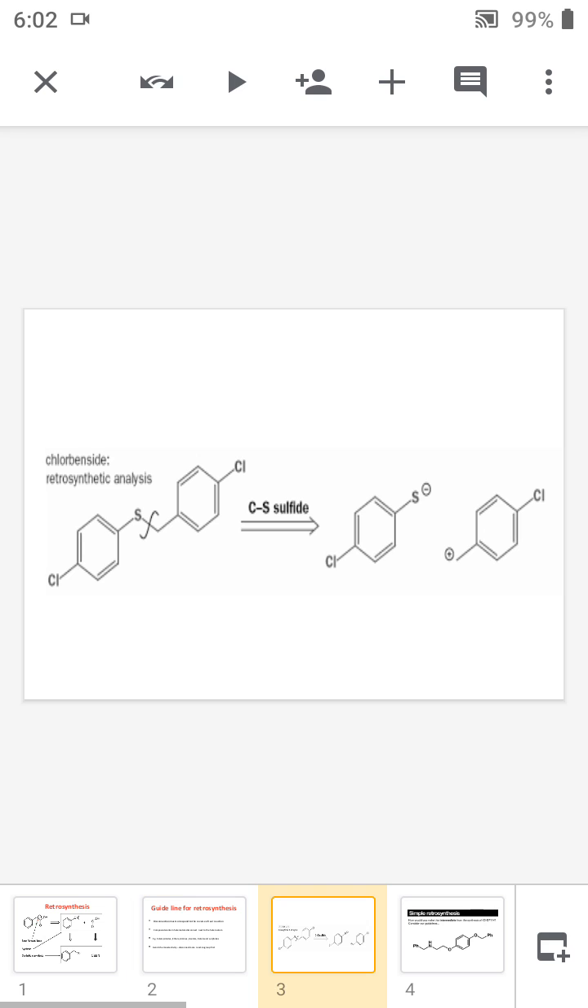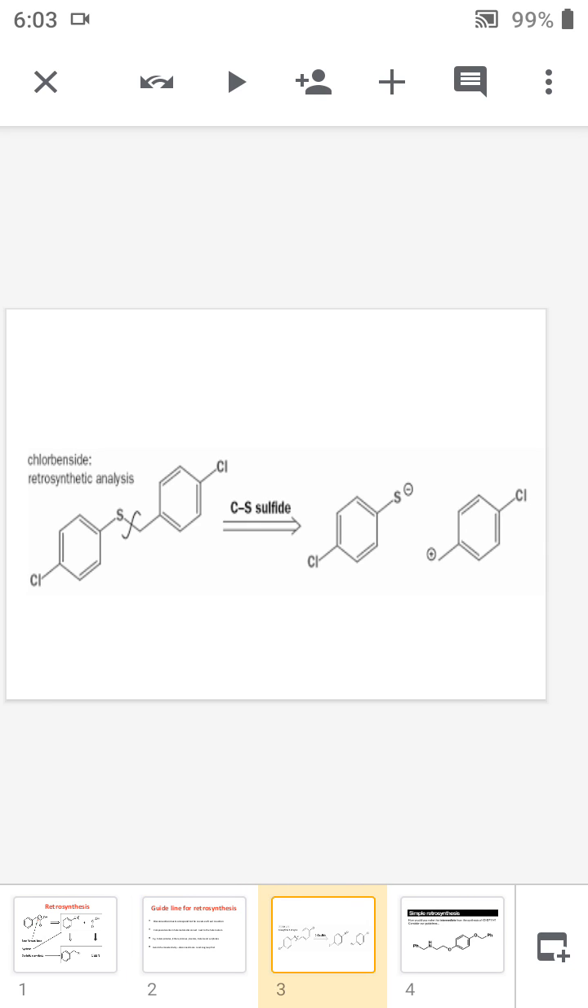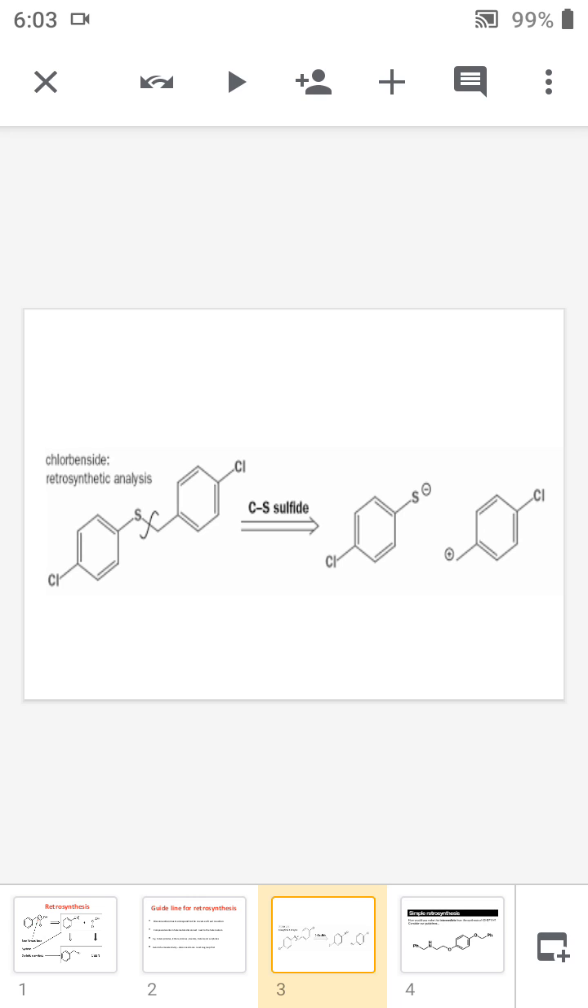So for example, see here, this is the retrosynthetic analysis of chlorobenside. So here in this example, we have to see the heteroatoms, two different types of heteroatom: two chlorine and one sulfur. So according to our guideline, we have to disconnect at the heteroatom, the bond which contains the heteroatom. So we have to see the three bonds here: 2 CCl bonds and 1 CS bond. So where do we have to disconnect?